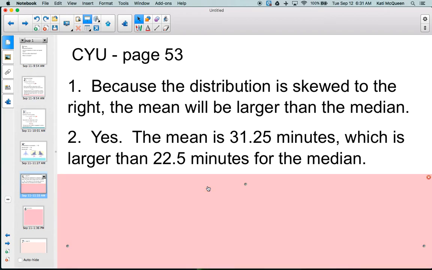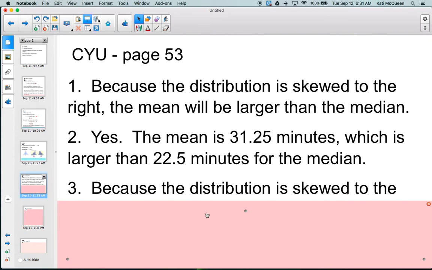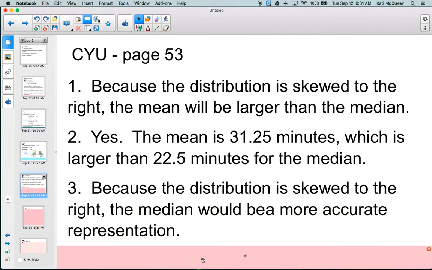Number 3 then, they want to know if the mean or the median would be a more appropriate summary of the center of this distribution. So now we want whatever that center is to accurately reflect the middle. So what happens is if our distribution is skewed, the median is going to be a more accurate representation, because if you have outliers in there, which we look like we could potentially have an outlier, the mean is going to be a lot more affected by that outlier than the median is. So because it's skewed to the right, we would say the median would be a more accurate representation.